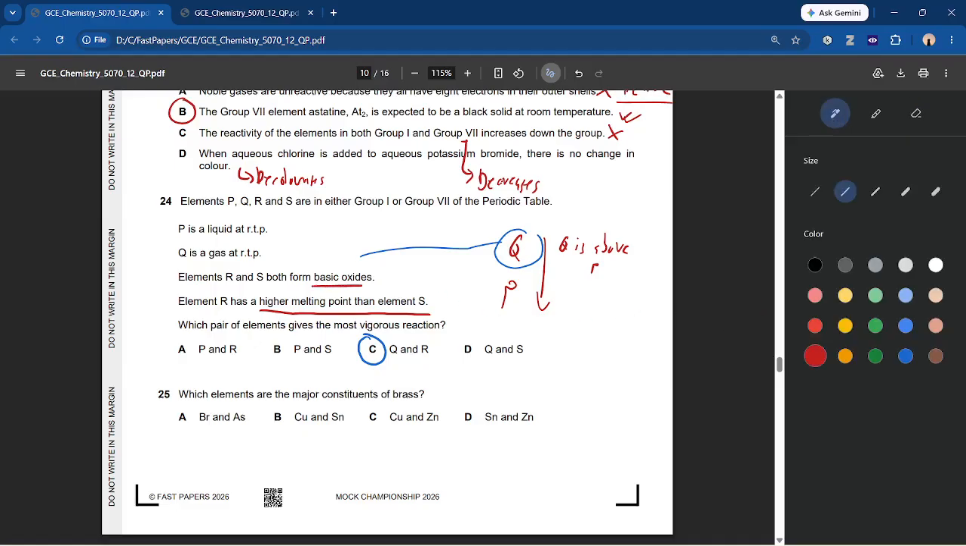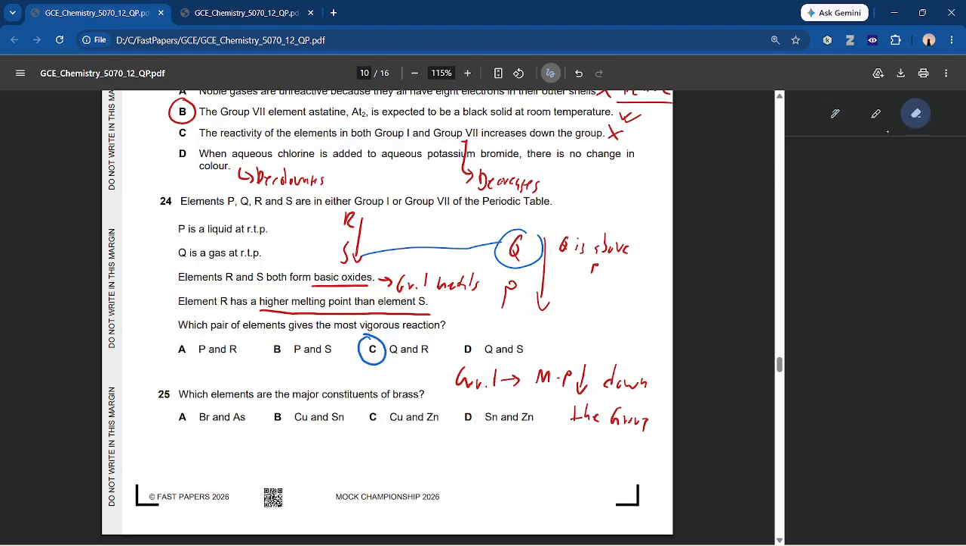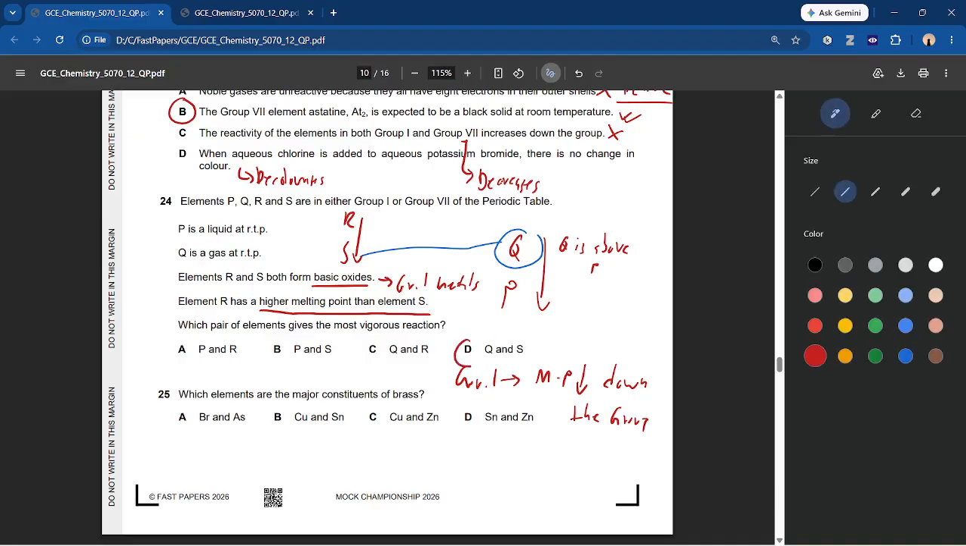because they form basic oxides, it says that these are group 1 metals. And in group 1, the melting point decreases down the group. So it'll be R and then S. So if you go down, it'll be S and that. So the answer actually is going to be D. So my apologies for that.